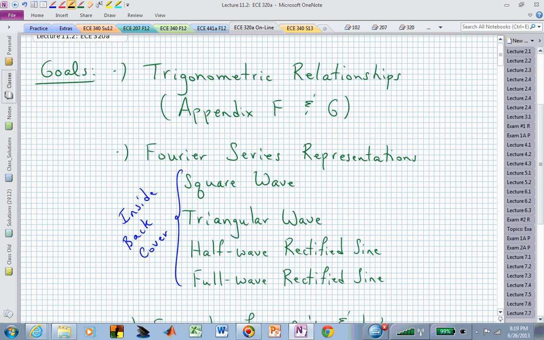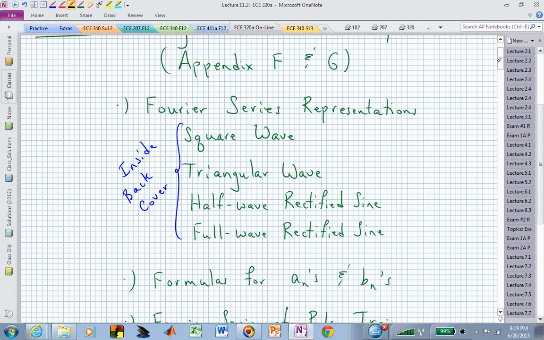Also, inside the back cover of the textbook are some Fourier series representations for four particular waveforms, and we'll look at those quickly from the textbook. But those are a square wave, a triangular wave, a half wave rectified sine, and a full wave rectified sine. The A's and the B's are already computed for you for those particular representations, and I want to make you aware that those do exist, and they're in the inside back cover of the textbook.